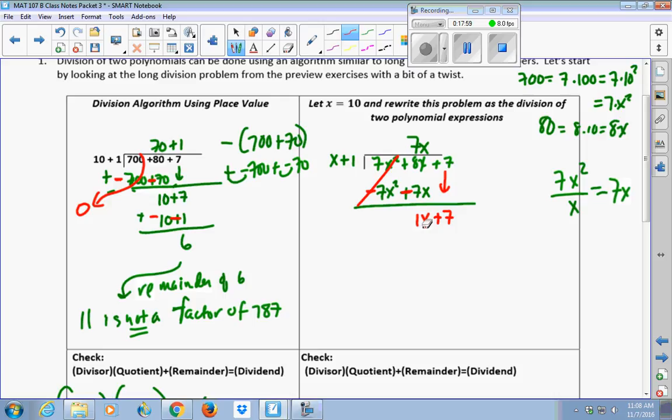X goes into x one time. So I put a plus 1 up there, and now I say 1 times x plus 1 is x plus 1. And now I must subtract both of those. So I change the sign of both. There we go. That goes to 0, and my remainder is 6.